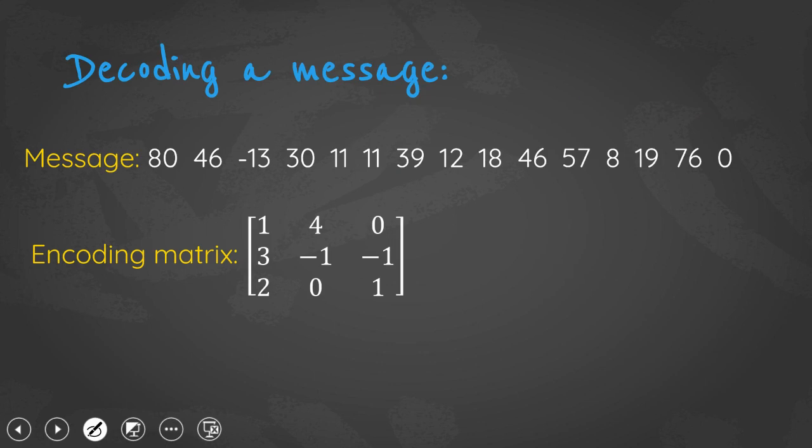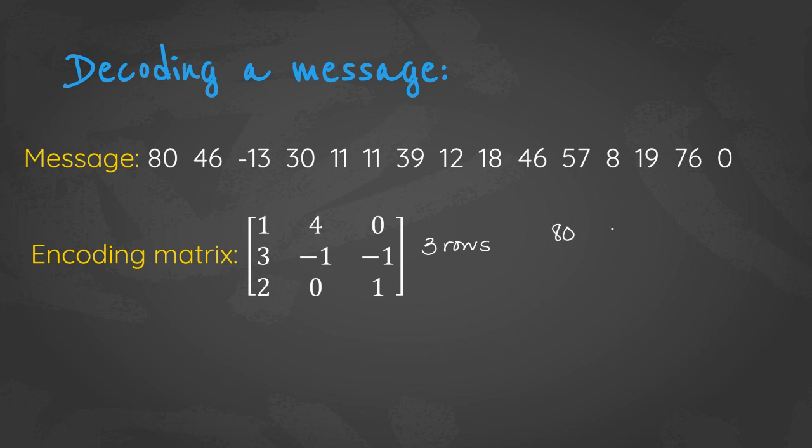Now, when we're decoding a message, we kind of work backwards, okay? So I've got a message here. This is in code, the 80, 46, etc. And I've been given an encoding matrix. Now, I'm going to notice that this has 3 rows, which means that when I am putting my code into a matrix, I'm going to do it with 3 columns, okay? I'm going to write this out with 3 columns.